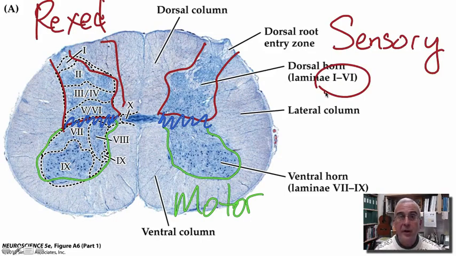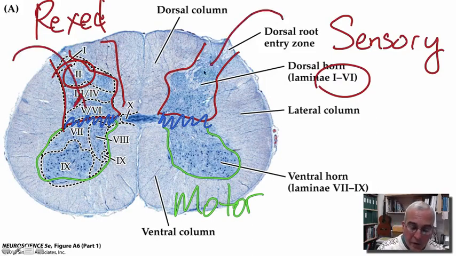We'll spend some time talking about these laminae when we talk about mechanisms of pain and temperature processing, especially lamina number 2, also known as the substantia gelatinosa, or the gelatinous layer of the dorsal horn. So we'll come back to that in a later session. For now, I just want you to get the idea that the dorsal horn is gray matter that is receiving incoming sensory signals from nerves that are running in through the dorsal roots and synapsing upon cells in the dorsal horn.